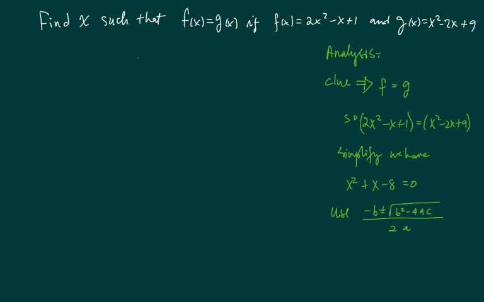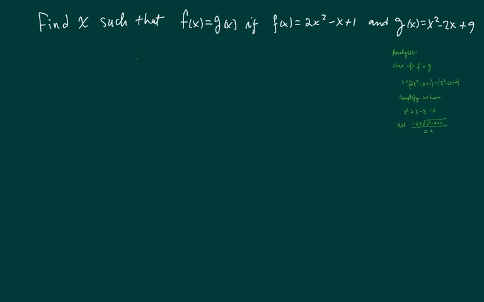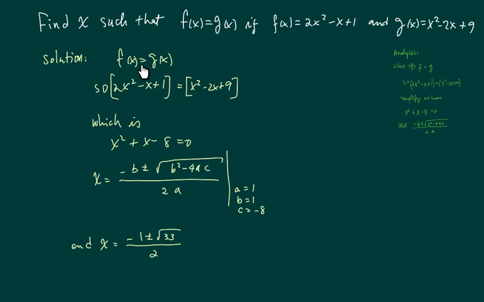Alright, let's write it up. Let's save some space over here. Alright, so the solution itself is pretty easy. We're equating two equations. Here's the simplified one. Once we gather the terms, using the quadratic equation, we can solve for x.